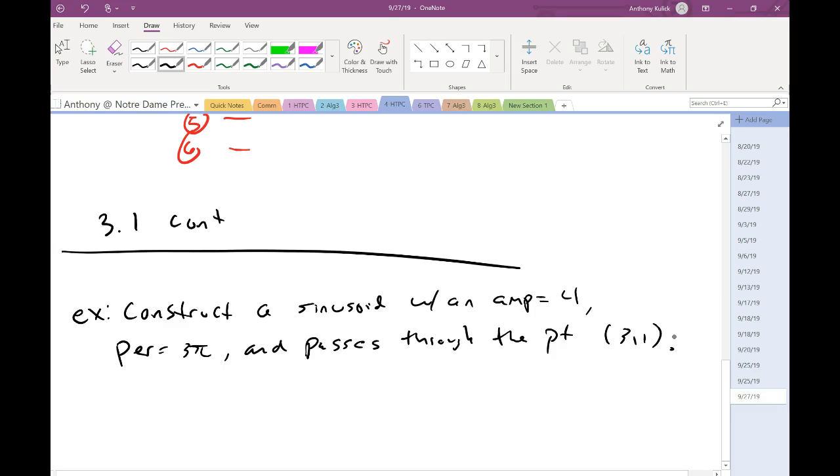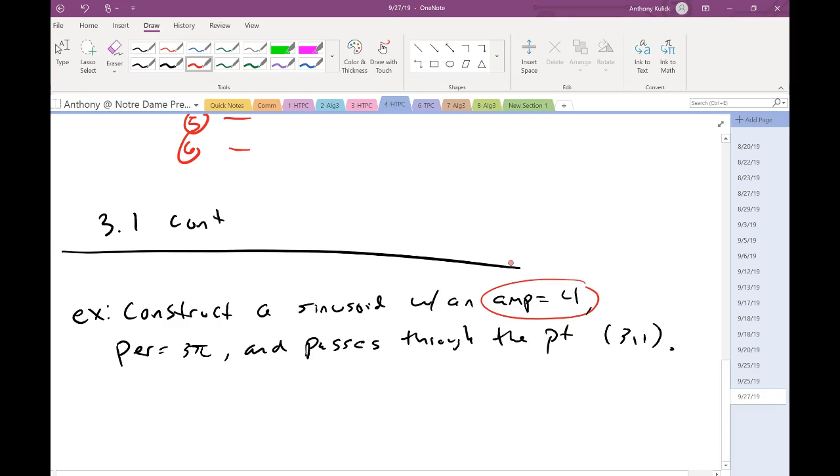So here we're asked to construct a sinusoid with an amplitude of 4, a period of 3 pi, and that passes through the point (3, 1). This is basically the same problem that we did for 7 and 8. The difference here being, instead of giving you all the possible information by looking at the graph, we've pared it down and given you a minimal amount of information to work from. But that's okay, because we can still do a problem like this.